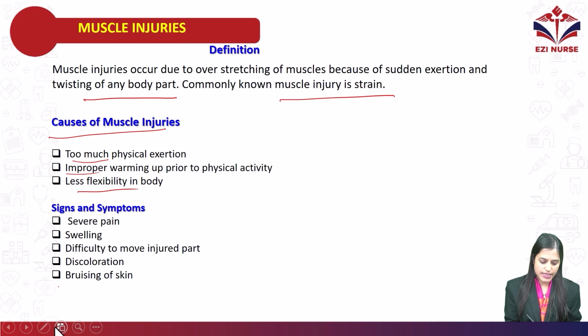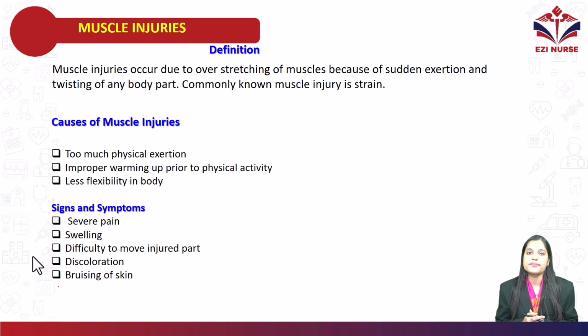Then signs and symptoms. What are the signs and symptoms? If any fracture, dislocation or muscle injury is there, the common signs and symptoms are swelling, pain, severe pain, and difficulty to move the joint. They can't move the joint because of a dislocation or fracture, or muscle injury to the muscles. If they move it, they will get severe pain.